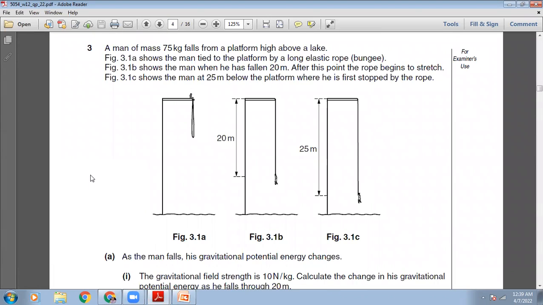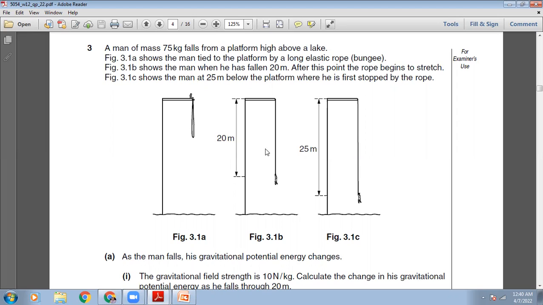A man of mass 75 kg falls from a platform high above a lake. Figure 3.1a shows the man tied to the platform by a long elastic rope. We call it the bungee. And figure 3.1b shows the man when he has fallen 20 meter. After this point, the rope begins to stretch. Figure 3.1c shows the man at 25 meter below the platform, where he is first stopped by the rope. As the man falls, his gravitational potential energy changes.